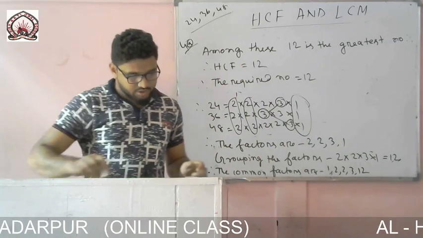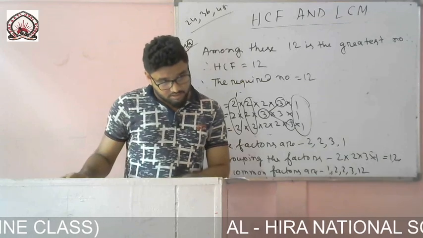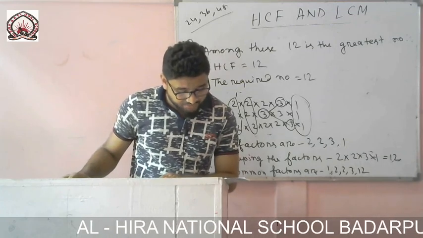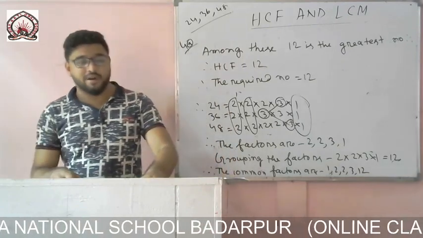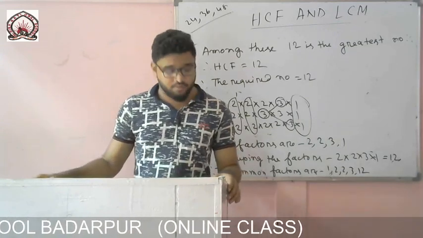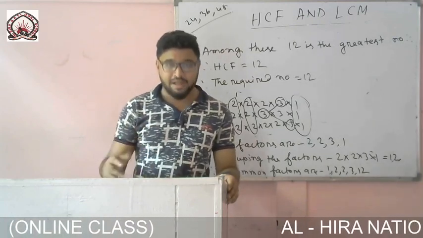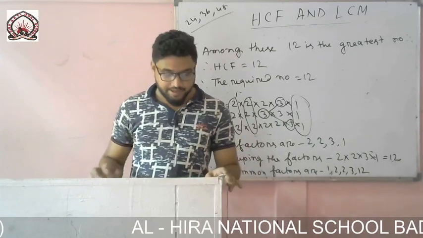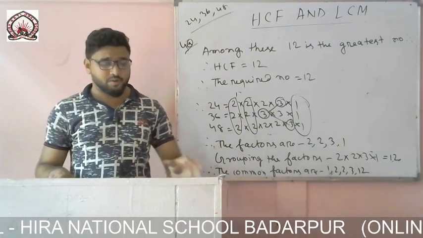Now the last two questions. What is the greatest length of a tape whose whole length can be used a number of times to measure the lengths of 56 centimeter and 140 centimeter exactly? That means you have to find such a number which can measure 56 and 140, the greatest number, by which we can find how many times 56 and 140 are there. So actually it is nothing but the HCF.